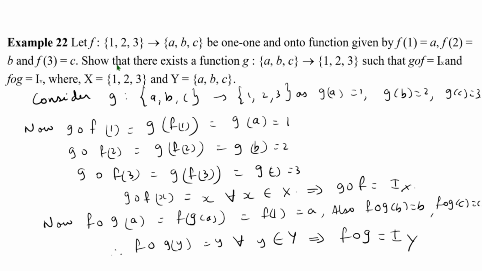So if f is 1 to 1 and onto, then there exists a function g from the set a, b, c to the set 1, 2, 3 such that g of f is equal to the identity function on x and f of g is equal to iy.